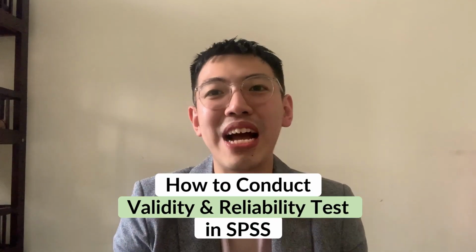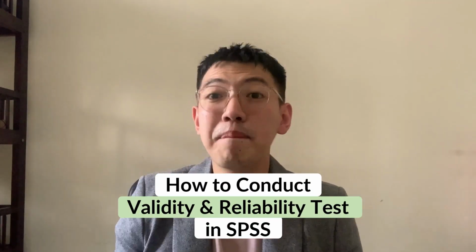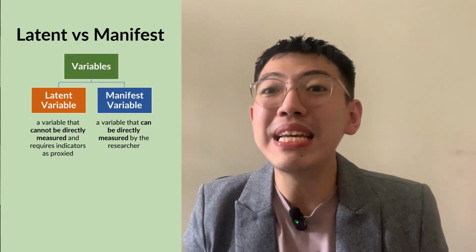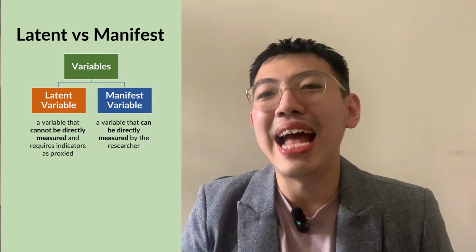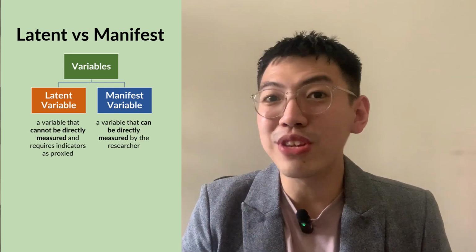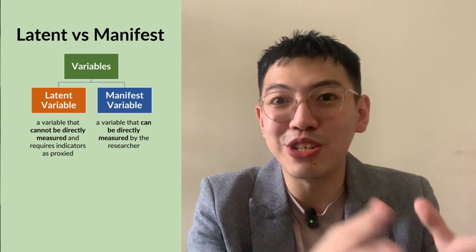In this video, we would like to discuss how to conduct validity and reliability tests in SPSS. Before that, I want to explain to you two common variable types. The first one is latent variable and the second one is manifest variable. Latent variable is a variable that cannot be directly measured and requires indicator as proxy. So you cannot directly measure this variable, but you need indicators to measure this variable.